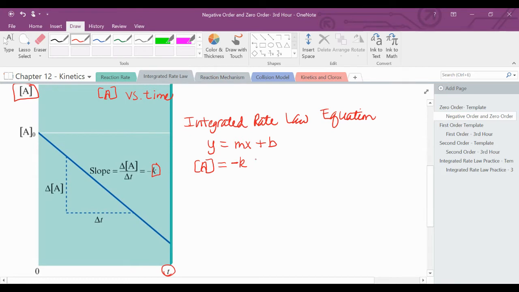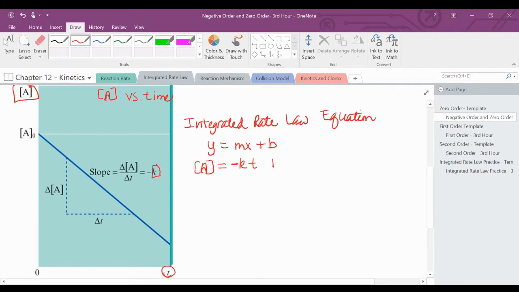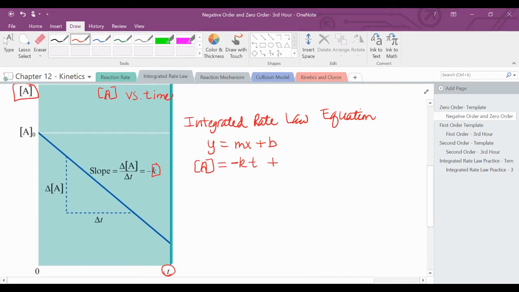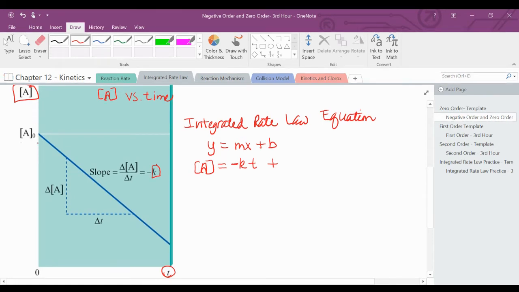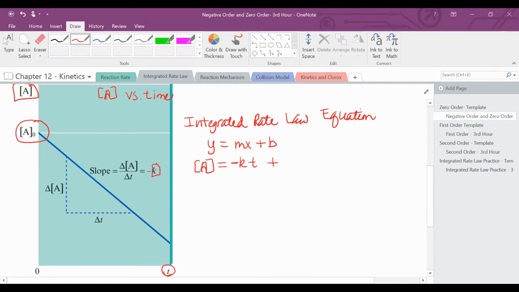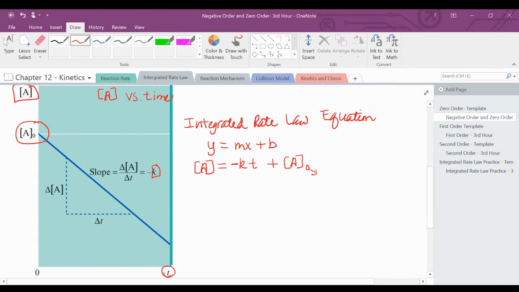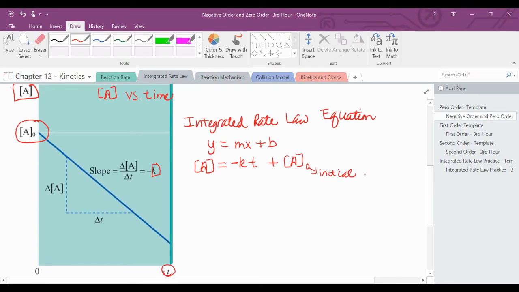X is time, and again, time can be in minutes or seconds. And B would be the y-intercept, so the place where we intercept the y-axis is the concentration of A, and this little zero here means initial, so it's the initial concentration of your species. All right, so that is our integrated rate law equation for zero order.